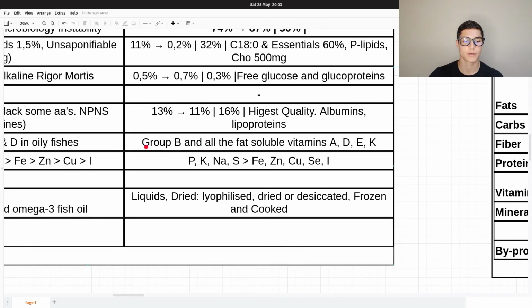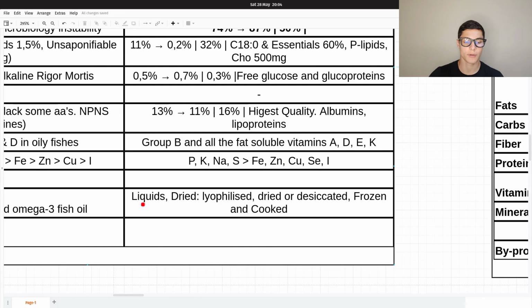The vitamins are from the group B and all the fat-soluble vitamins there. Vitamin A, vitamin D, vitamin E and vitamin K. The minerals are the phosphorus, the potassium, the sodium, the sulfur, and then they also have some iron, zinc, copper, selenium and iodine.